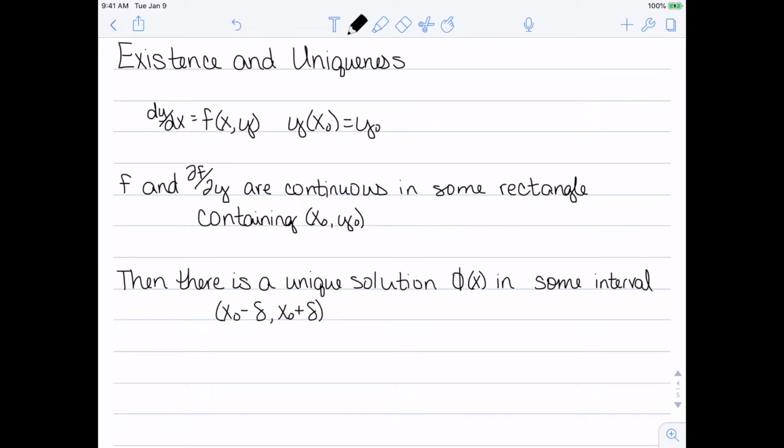So if these conditions are satisfied, then I'm guaranteed that not only is there a solution, but that solution is unique in some interval x0 minus delta to x0 plus delta. So it may not be unique and defined everywhere, but there will be a solution on some interval around this point. So let's see this in action.